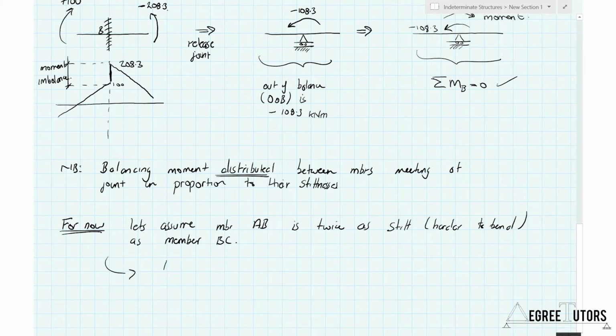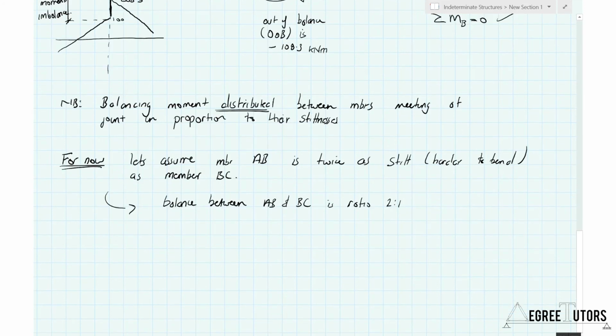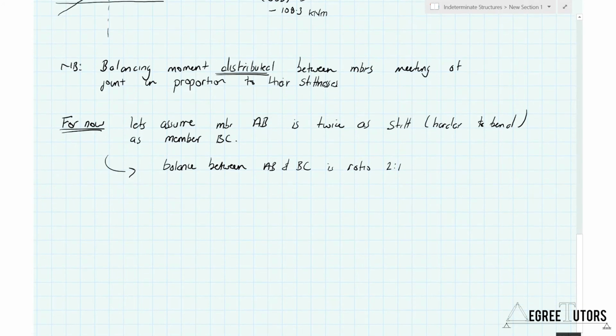So the balance between AB and BC is a ratio of 2 to 1. Okay, now again, this is just temporary for now for this lecture. In the next lecture, we'll talk about how do I actually determine the stiffnesses. So let's jump back to the example.